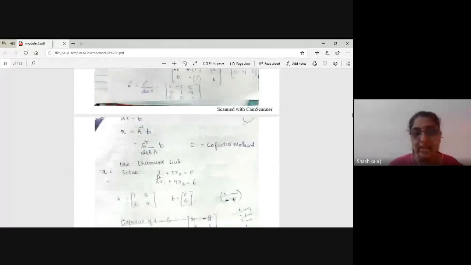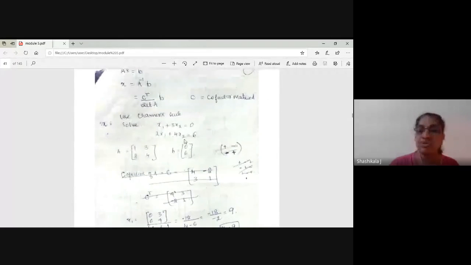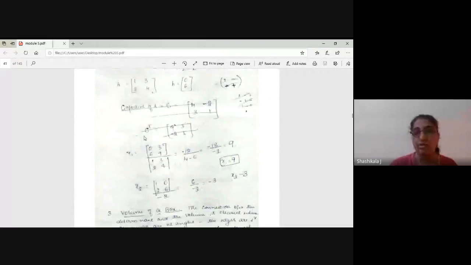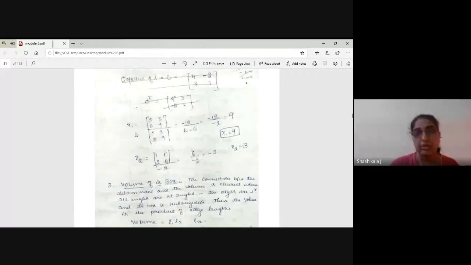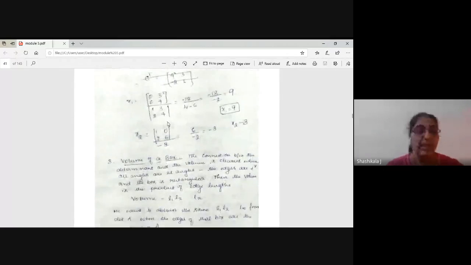Next, the second one is using the Ax equals b equation, that is, use Cramer's rule. That also you already know. How to find this? You have to replace the column, x1 divided by the determinant value. Here the first column will be replaced with this value and you have to find it. I have given only one example.